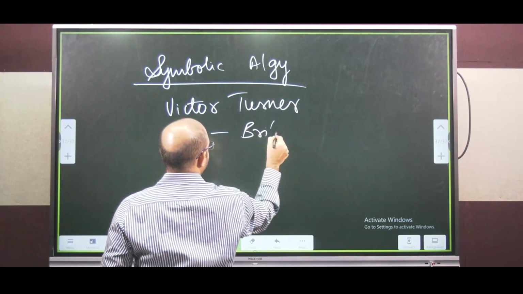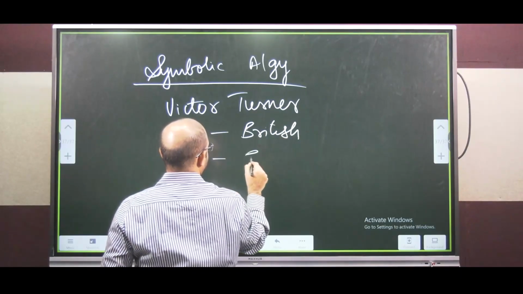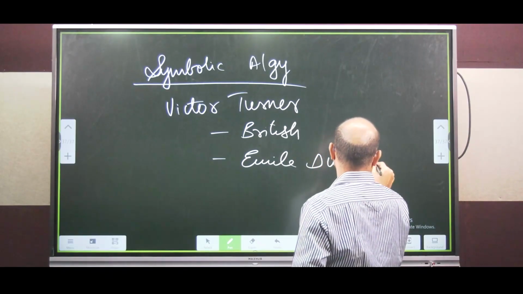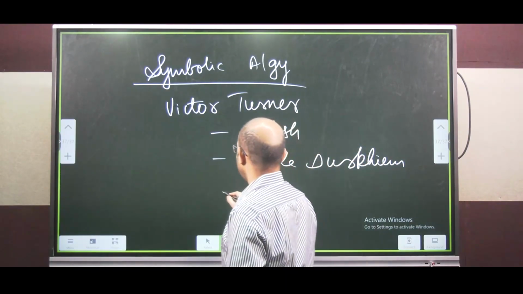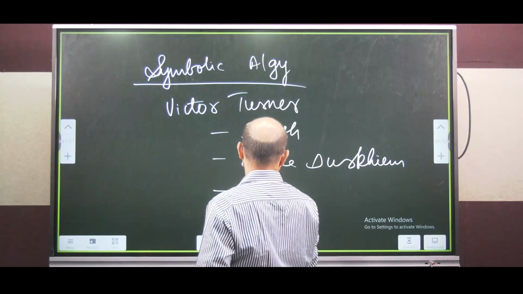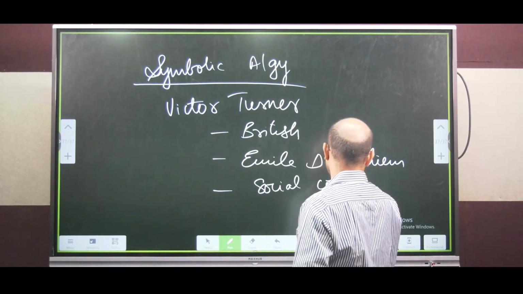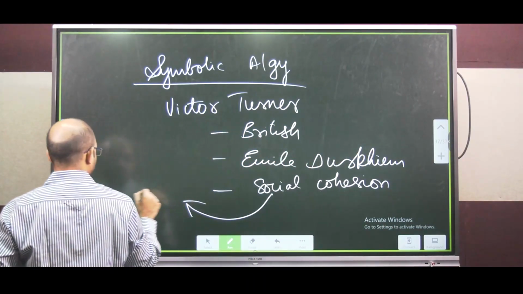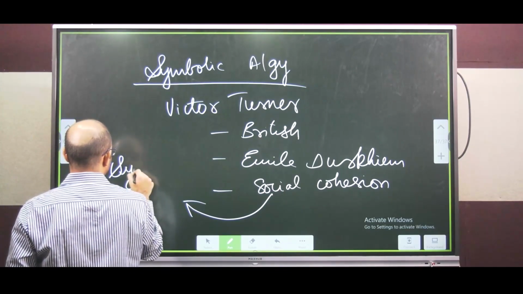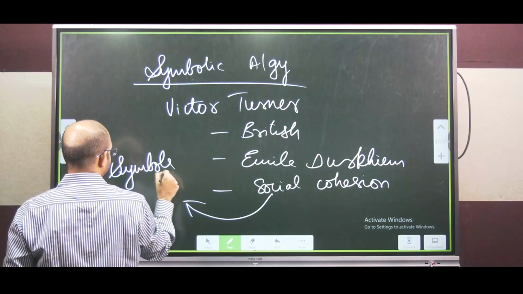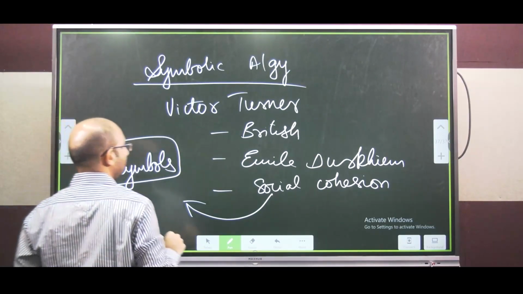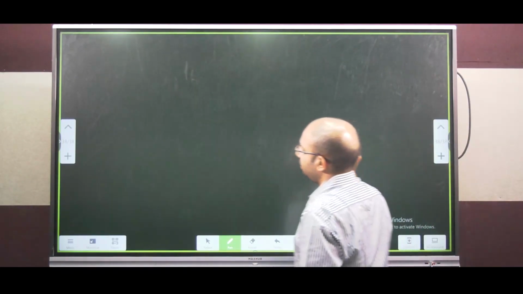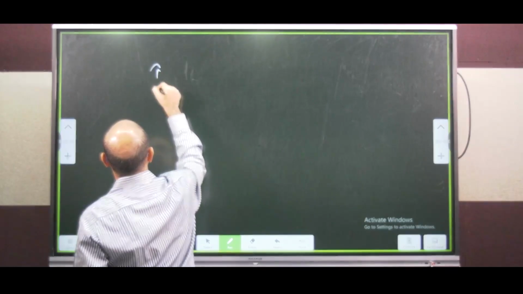He is a British anthropologist influenced by the ideas of Emile Durkheim, and influenced by these ideas, he wanted to understand how social cohesion is achieved in society, and especially how social cohesion is created in society through symbols, how symbols help in creating social cohesion in society.